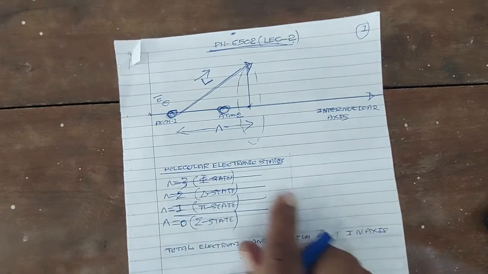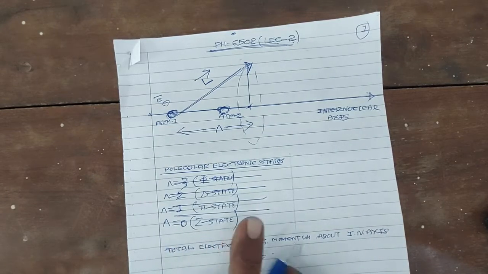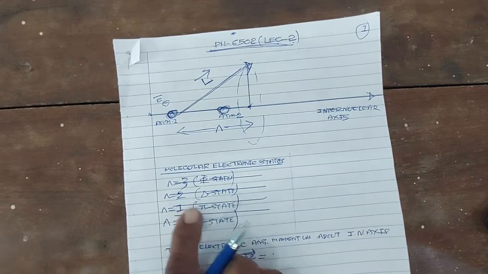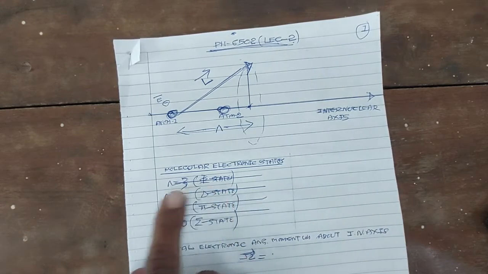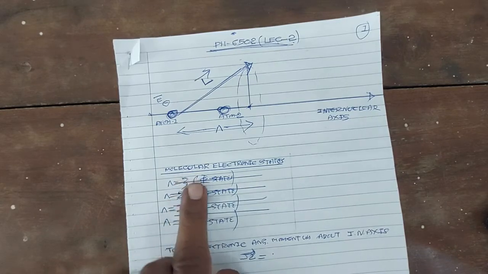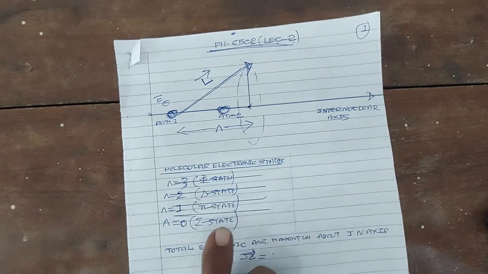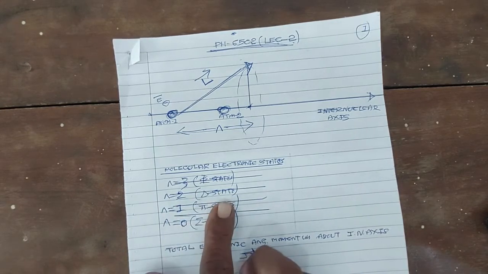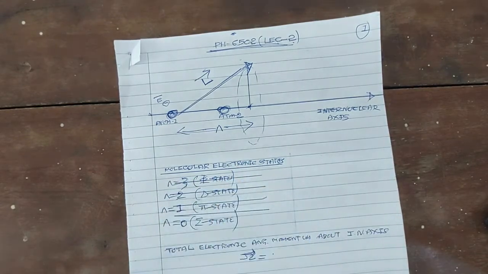The molecular electronic state corresponding to lambda equal to 0 is called sigma state. The state for which lambda is equal to 1 is called pi state. The molecular state delta has lambda equal to 2, and the molecular state phi has lambda equal to 3. So for sigma state, lambda is 0; for pi state, lambda is 1; for delta state, lambda is 2; and for phi state, lambda is 3.